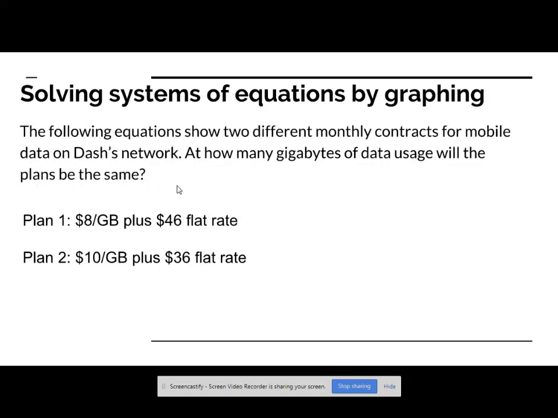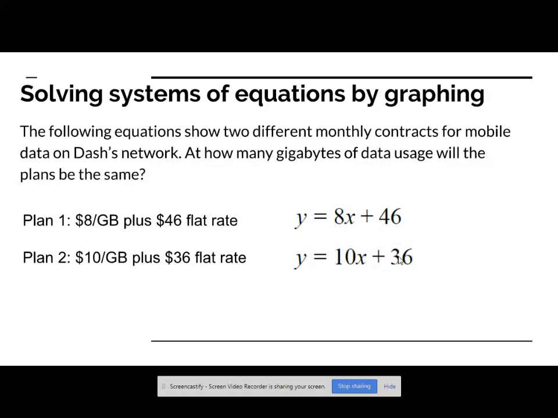We're going to translate these two plans into linear equations so we can graph them. $8 per gigabyte plus a $46 flat rate and $10 per gigabyte plus a $36 flat rate would look like this. X in this case represents each gigabyte. So it would be 8 times x, $8 per gigabyte, plus the $46 flat rate, and $10 per gigabyte plus the $36 flat rate.